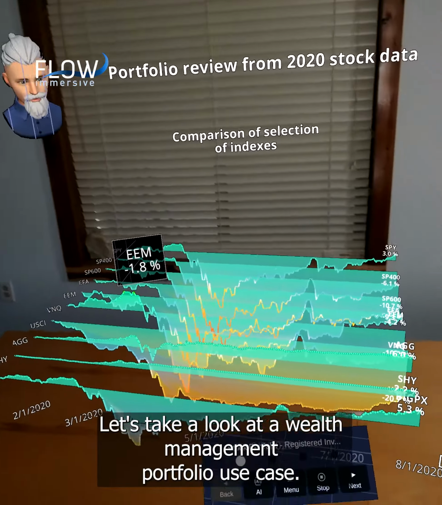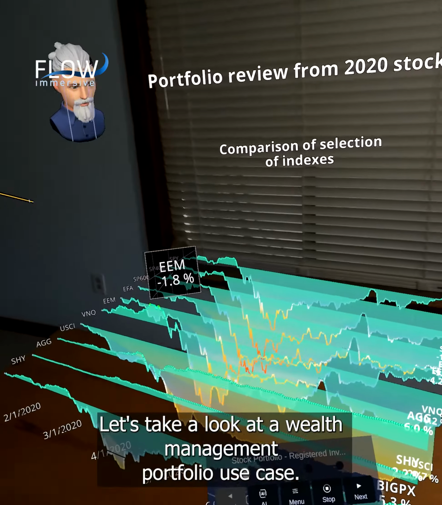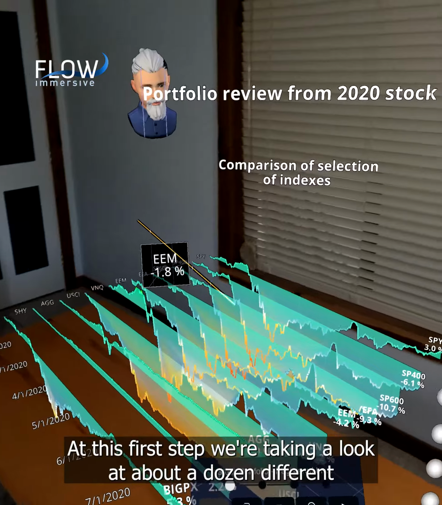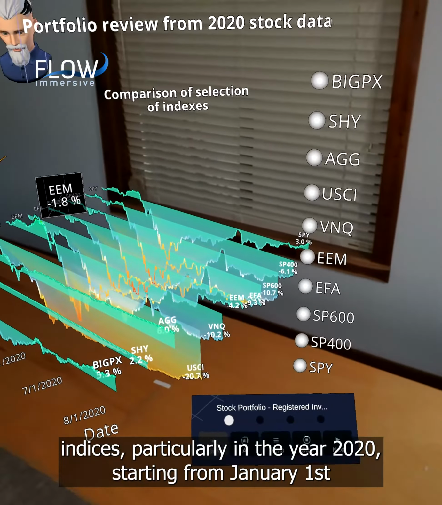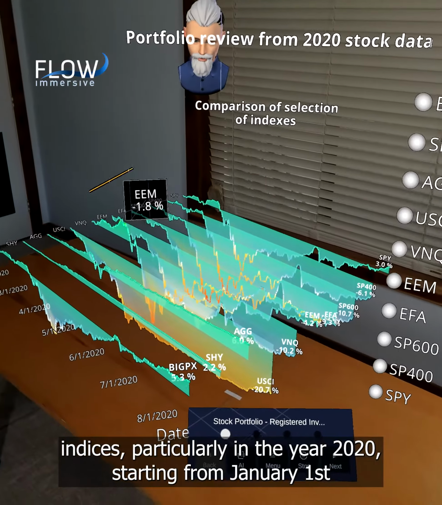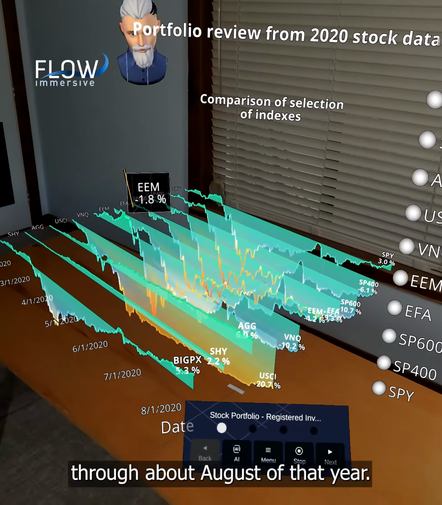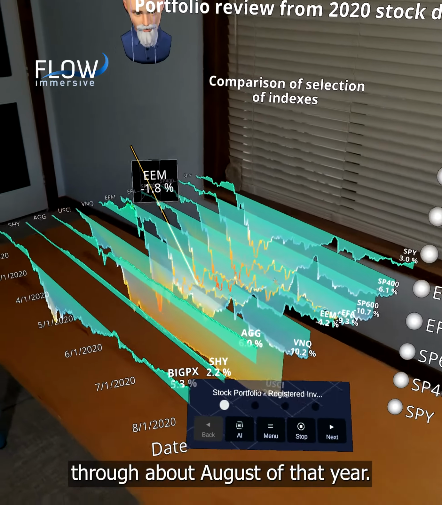Hi, let's take a look at a wealth management portfolio use case. In this first step, we're taking a look at about a dozen different indices, particularly in the year 2020, starting from January 1st through about August of that year.